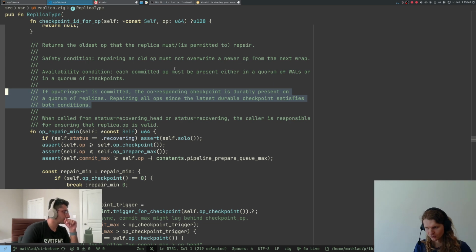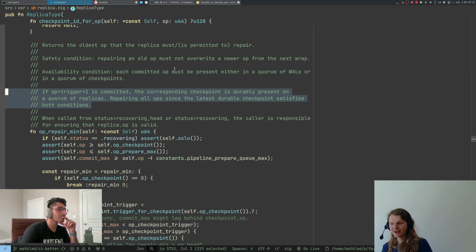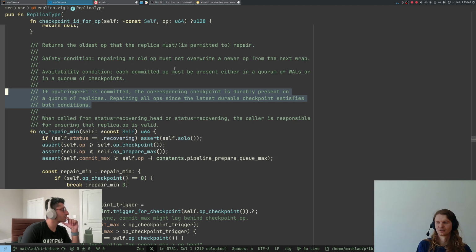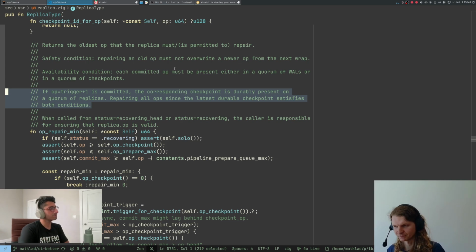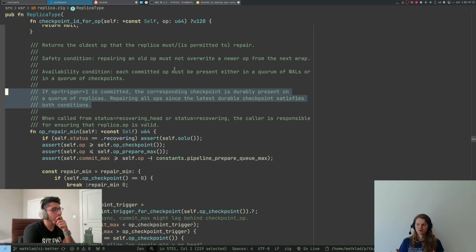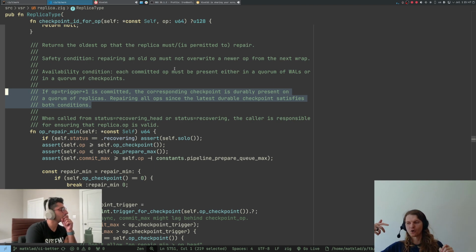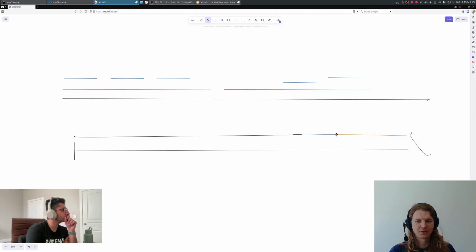Which was true while we didn't allow to prepare anything past trigger +1, past checkpoint trigger. But now we can prepare the whole pipeline of stuff on top of it. So in terms of our picture, this is checkpoint trigger. This is checkpoint trigger +1. And we actually can prepare all the way up to here. Like this whole orange thing we can prepare.